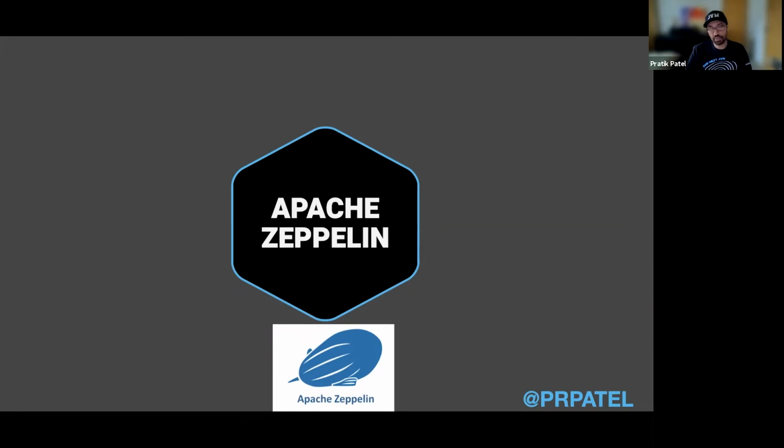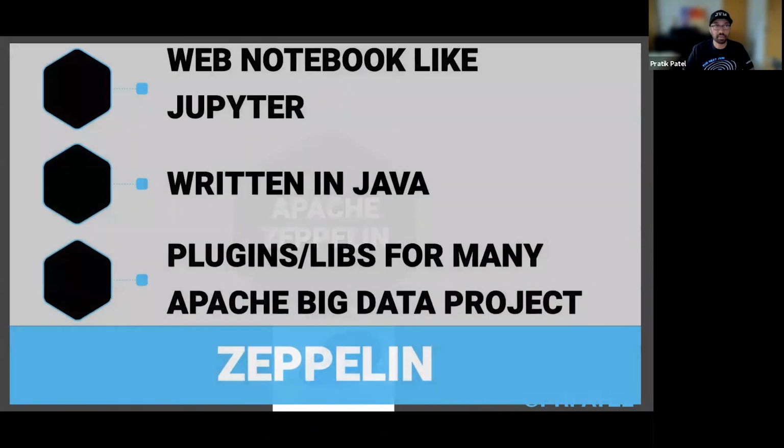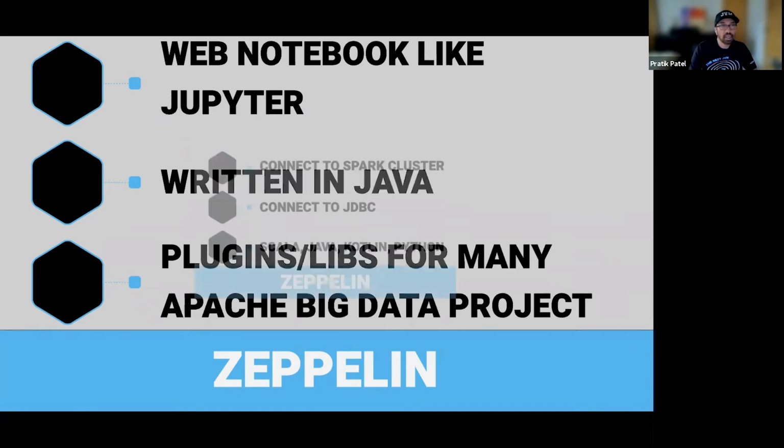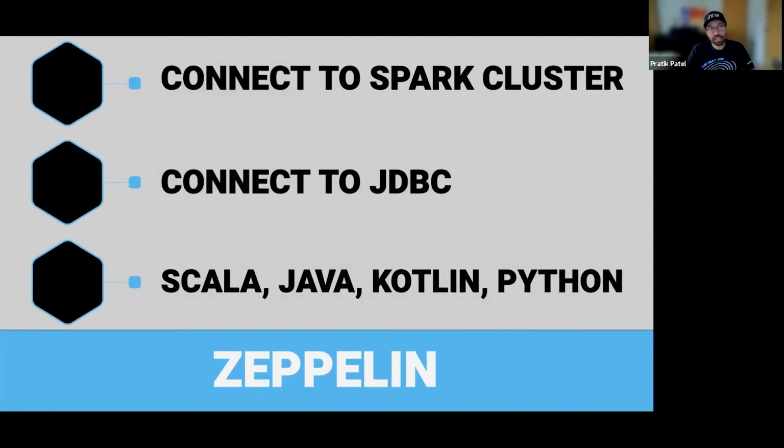The next one I want to talk about is a little bit different than the first two or the other ones we'll talk about. It's called Apache Zeppelin. Now, Apache Zeppelin is a web notebook like Jupyter Notebook. It is written in Java, and it has plugins and libraries for many of the Apache big data projects. And you can use Apache Zeppelin to write different kinds of code or produce different kinds of graphs that allow you to do analysis in an interactive way.